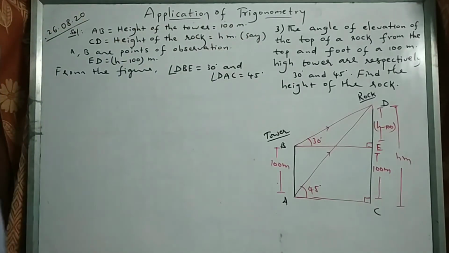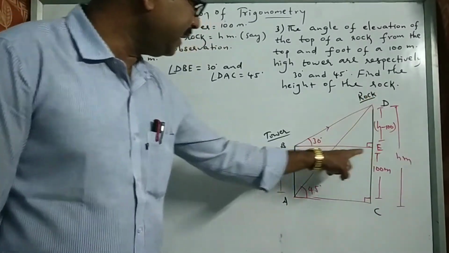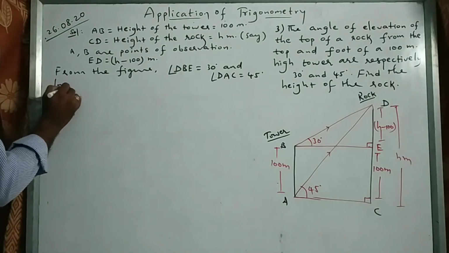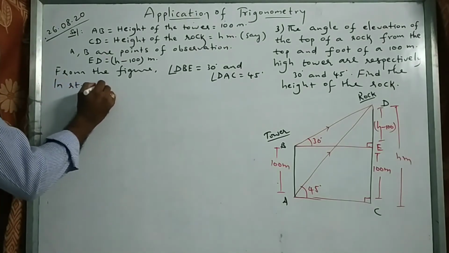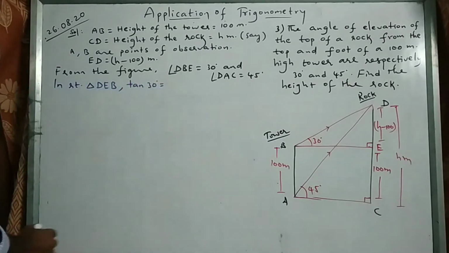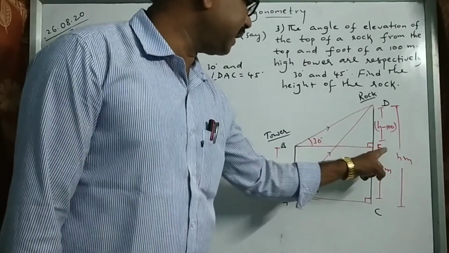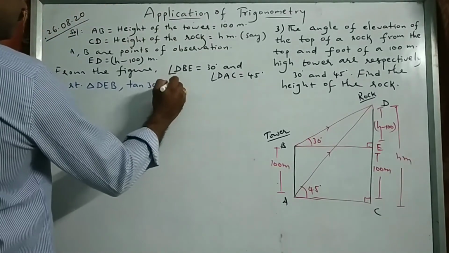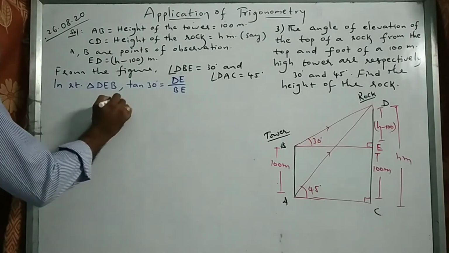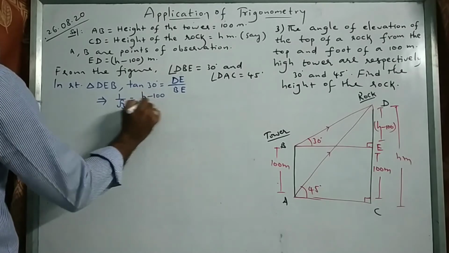So I will take two right triangles here. One is DEB and the other is DCA. In right triangle DEB, take tan 30 is equal to opposite to 30 by adjacent. What is tan formula? Opposite to 30 by adjacent. So DE by BE. So tan 30 how much here? 1 by root 3. DE length h minus 100 upon BE.